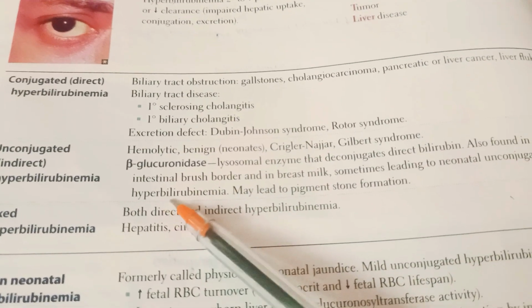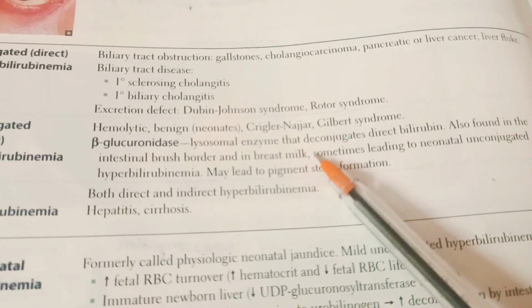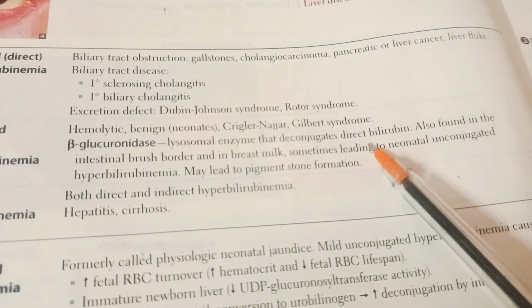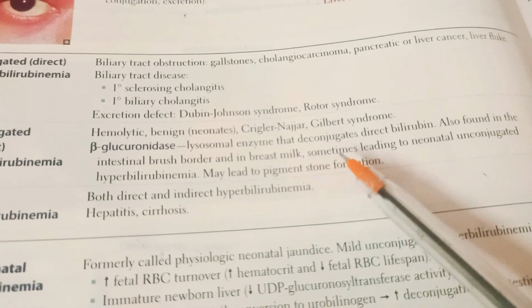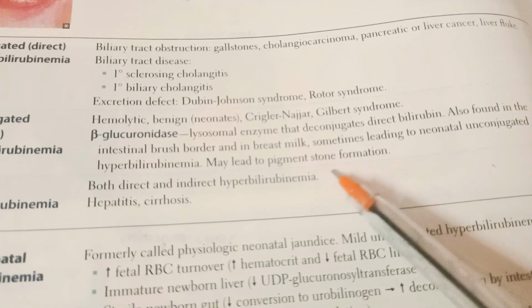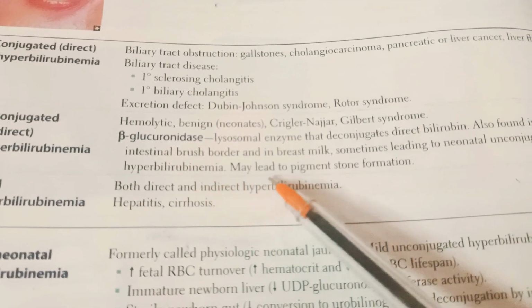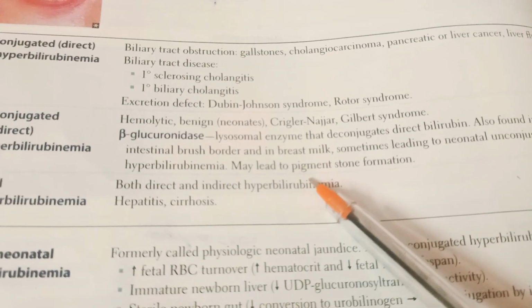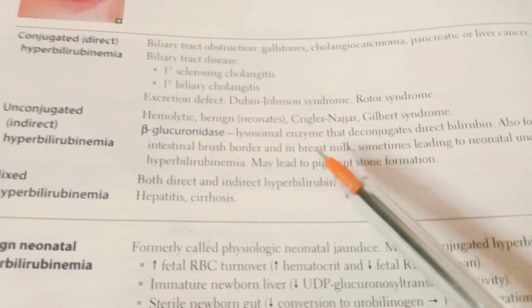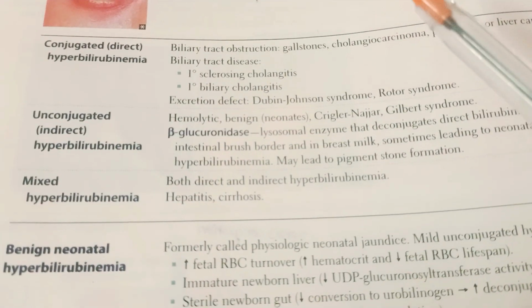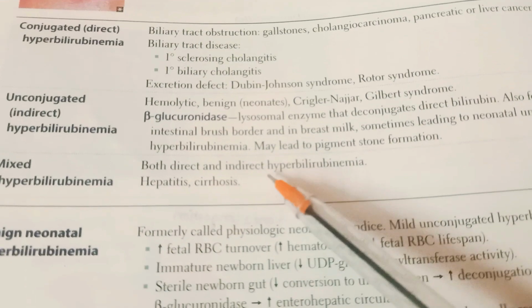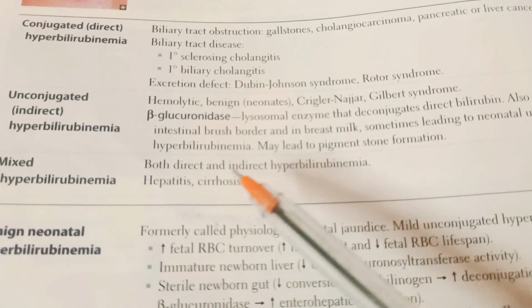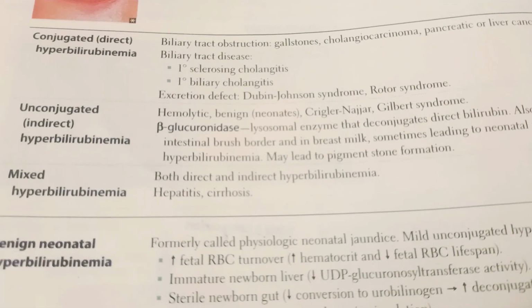Beta glucuronidase is a lysosomal enzyme that usually deconjugates the direct bilirubin. It is also found in the intestinal brush border and breast milk, sometimes leading to neonatal unconjugated hyperbilirubinemia, and it will lead to pigment stone formation. Remember, pigment stones are formed because of unconjugated hyperbilirubin. Mixed hyperbilirubinemia is where both direct and indirect hyperbilirubinemia are present, and this is seen in hepatitis and cirrhosis.